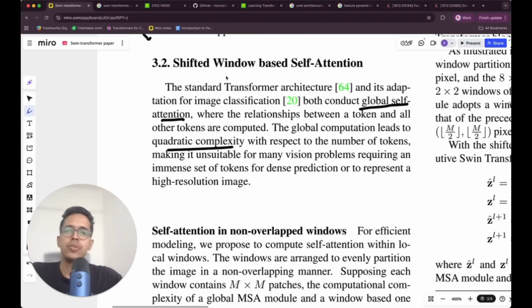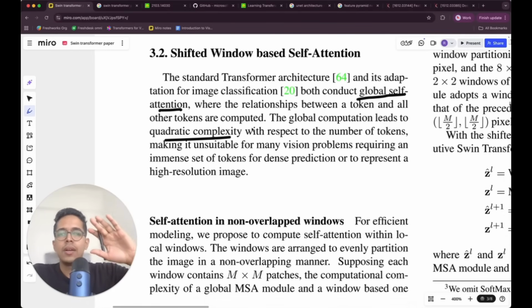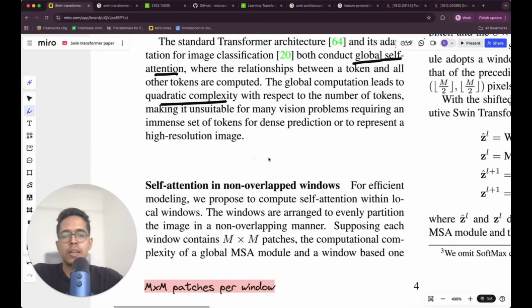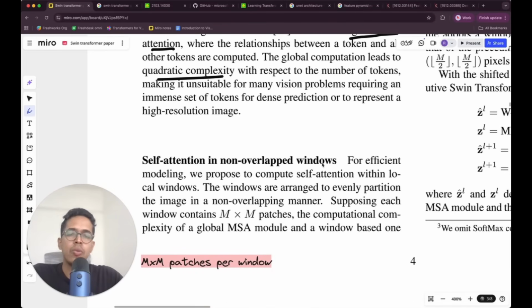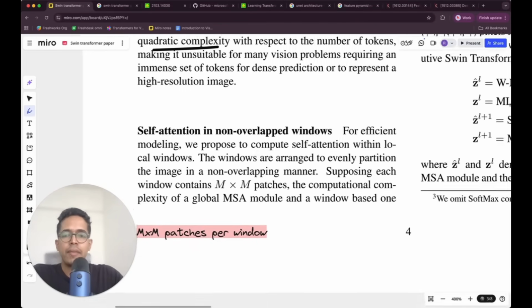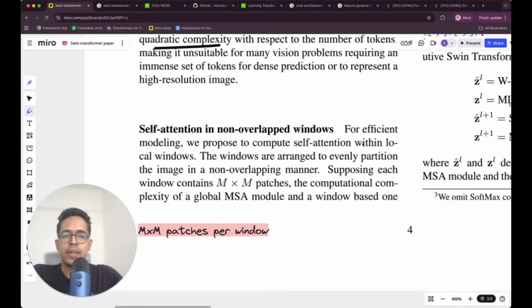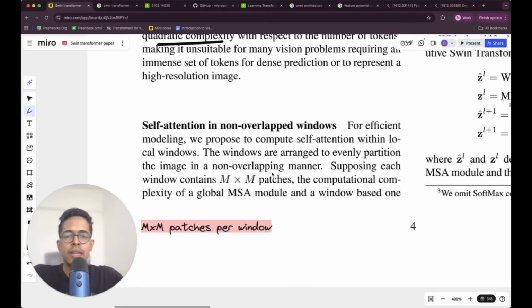So this is the issue with shifted window. This is the issue with the normal vision transformer self-attention. Now, self-attention in non-overlapping windows. For efficient modeling, we propose to compute self-attention within local windows. So instead of considering self-attention inside the whole image, we consider it within local windows. Windows are arranged to evenly partition the image in a non-overlapping manner, supposing each window contains M by M patches.